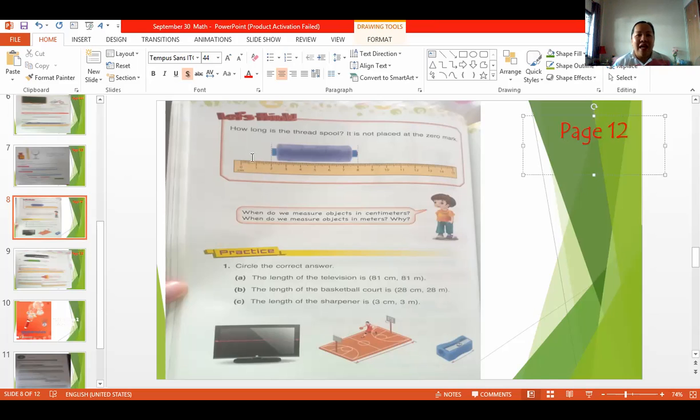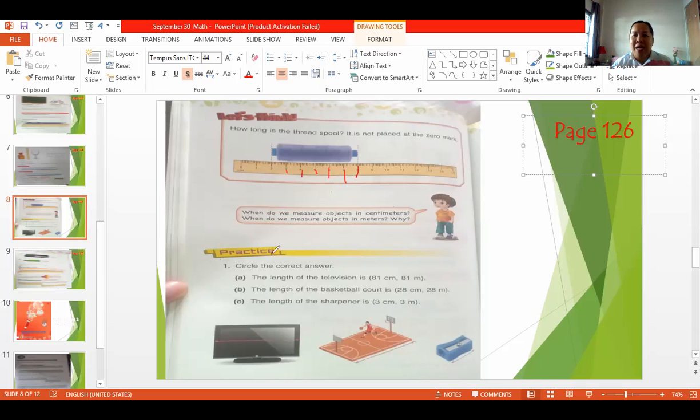It tells there, how long is the thread spool? It is not placed at the 0 mark. If, for example, it is the same like that, how can you compute it? So just count the lines. If it's not at the 0, you need to count by lines. Like for example, this one, 1, 2, 3, 4, 5, 6. So that is 6 centimeters. How can you count it? When do we measure an object in centimeters? Then when do we measure an object in meters, and why? Later on, we can find it out.